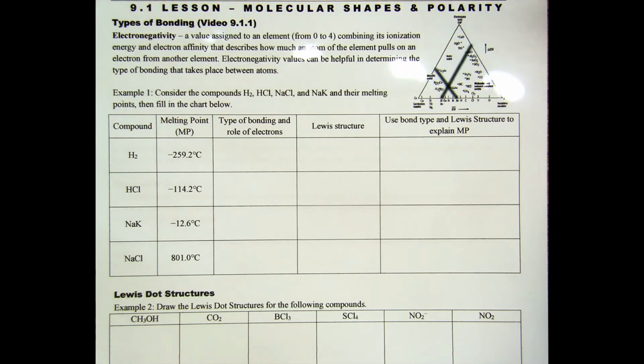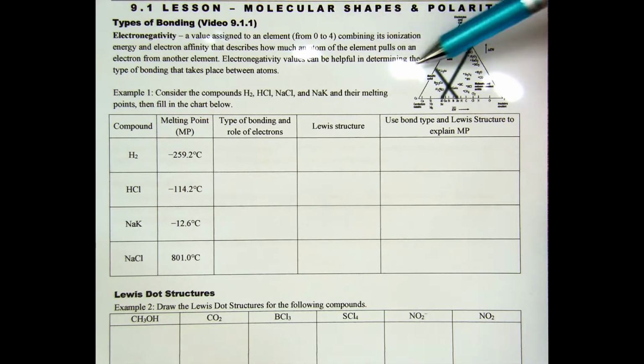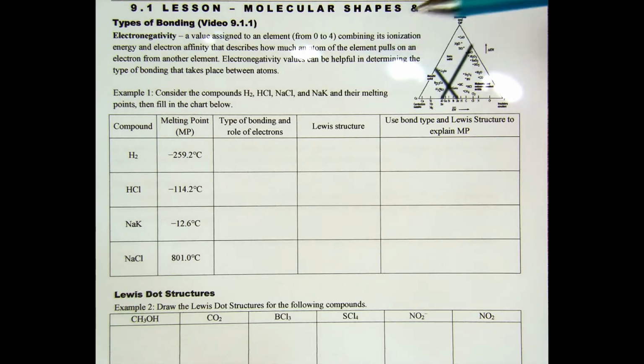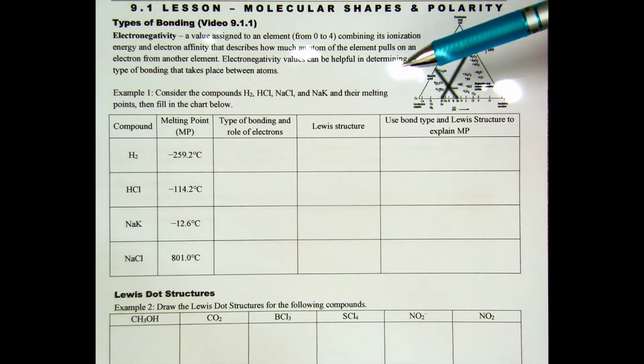So electronegativity is a value assigned to an element anywhere from 0 to 4, combining its ionization energy and its electron affinity. And that describes how much an atom of any element will pull on an electron from another element during a covalent bond. Now, these can be really helpful in determining the type of bonding that takes place between atoms.